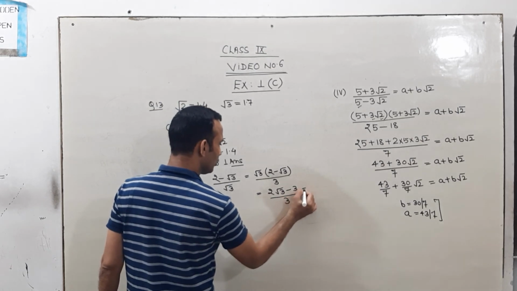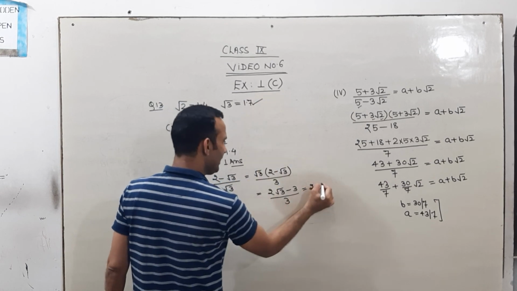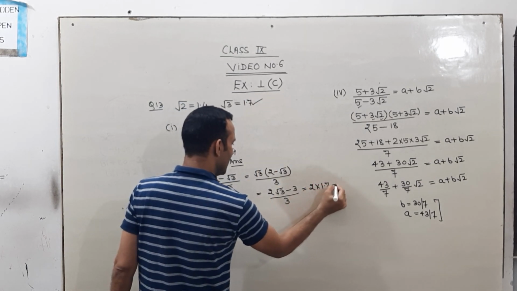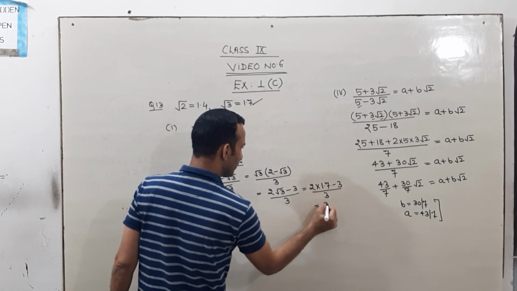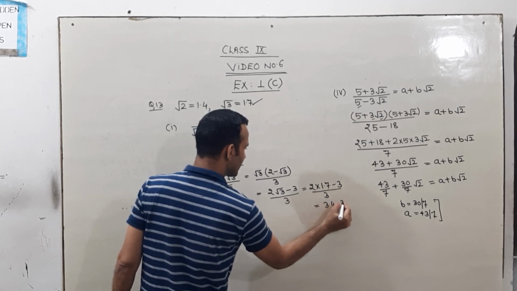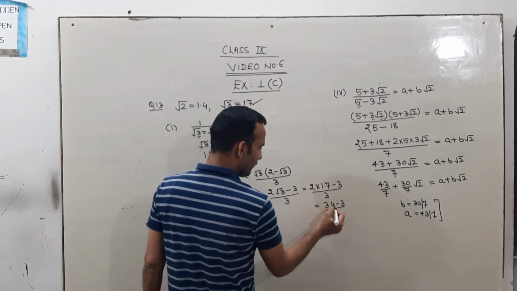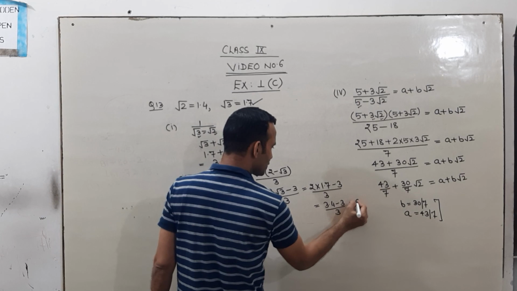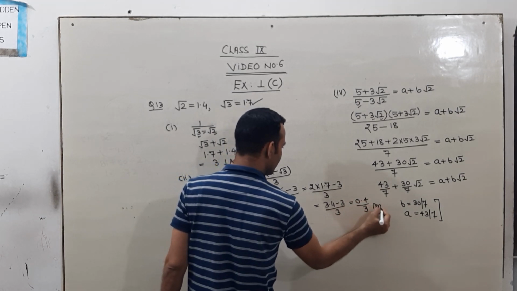See here, 2 into root 3. The value of root 3 is 1.7, minus 3 upon 3. 17 2s are 34, so 3.4 minus 3 upon 3. 3.4 minus 3 is what? 0.4. 0.4 divided by 3. So dear student, this is the required answer of this problem.